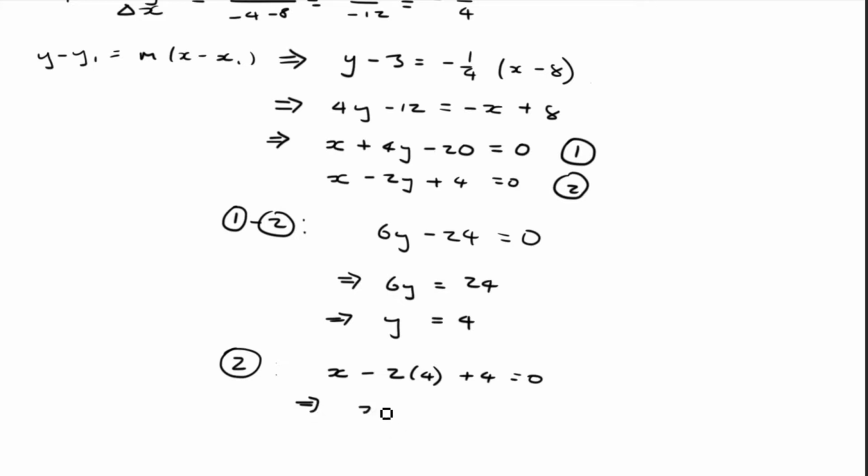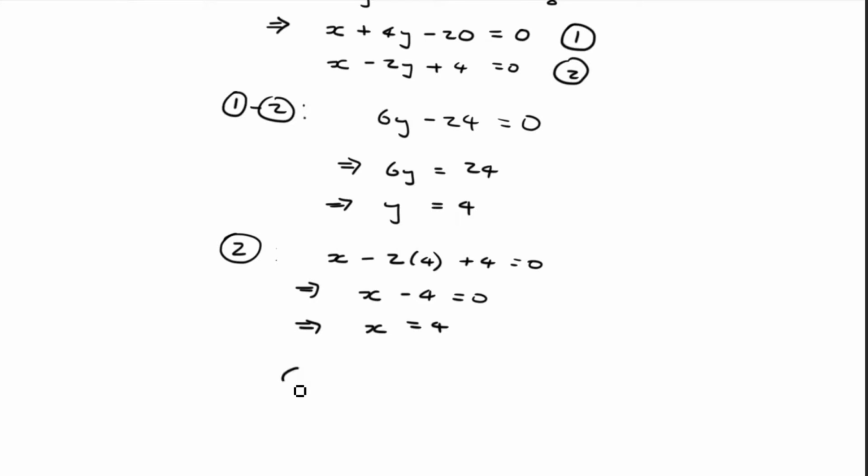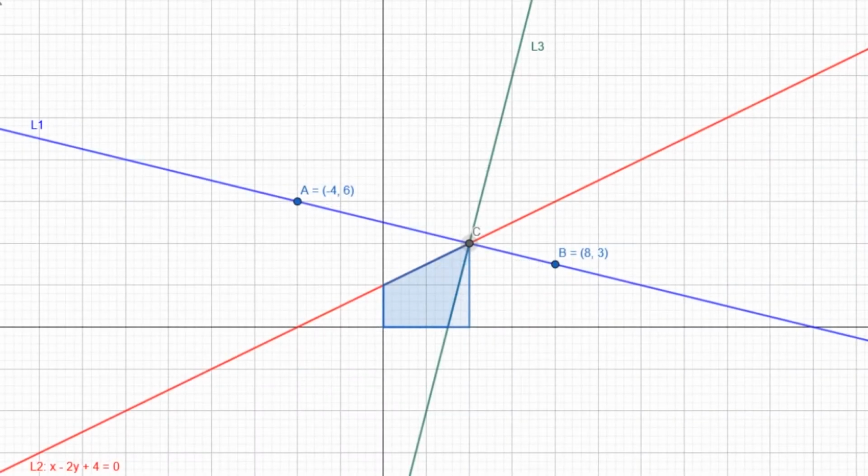In other words, x subtract 8 and then plus 4, so that's x subtract 4 is 0. That tells me that x is also 4. So what have we learnt? We have learned that the point C has an x-coordinate of 4 and a y-coordinate of 4. So coming back to our picture, C is (4, 4).